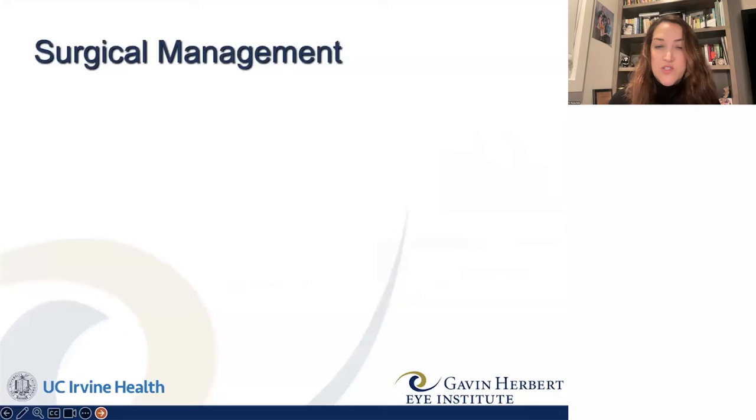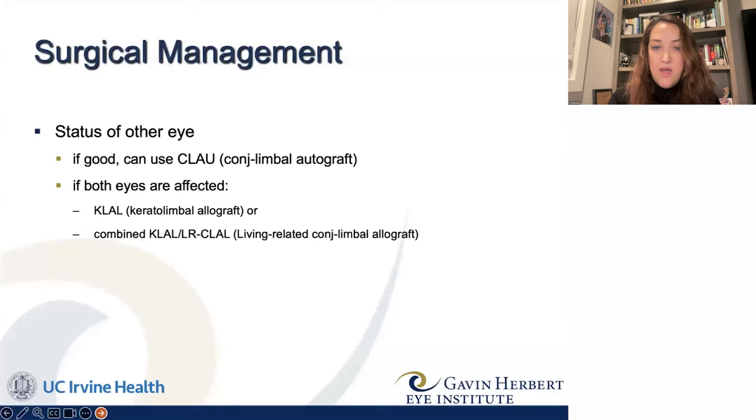So then we move on to the surgical management. In patients where we can't get that ocular surface and the limbal stem cells to heal with just medical management, we move to surgical options. And I look at the status of the other eye of the patient. If the other eye is good and has a healthy limbus and the disease is unilateral, then we are often able to take stem cells from the other eye and transplant them over.